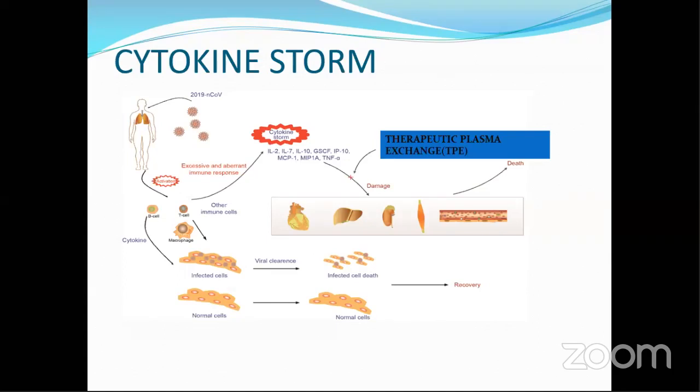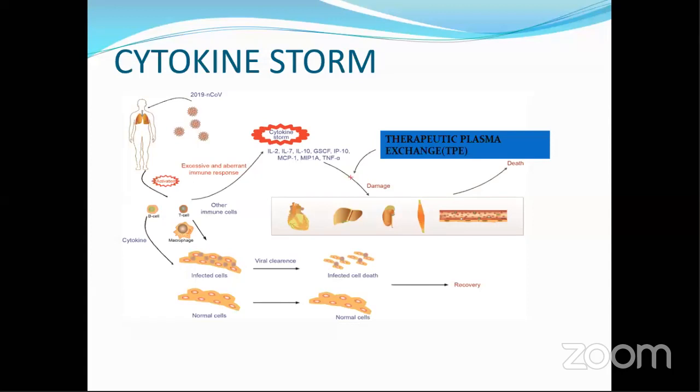Of course, it will damage the muscles, and the muscles will release the CPK, and the myoglobulins will injure the kidney. So this whole process will go to death. The patient will develop multi-organ failure. We can see from this picture how the cytokine storm will affect all the organs, and this will lead to multi-organ failure and death, of course.